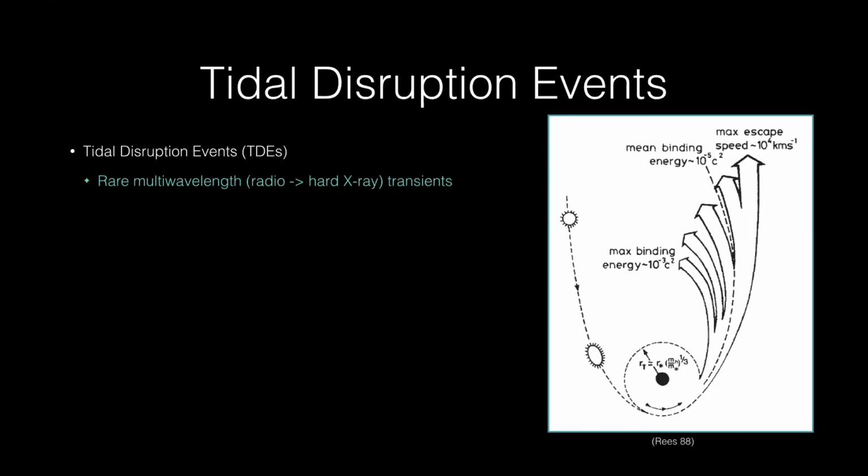Our current sample of TDEs is relatively modest. I'll talk more about it at the very end of this talk. But we've seen, I would say, a few dozen nuclear flares that we can be fairly confident are tidal disruptions in origin. These are uncommon, but they're very dramatic. They're multi-wavelength flares, so they go all the way from the radio, and in cases where a relativistic jet is launched, up into the hard X-ray. They're very bright, brighter than a typical supernova, and usually in a bolometric sense, only modestly dimmer than a superluminous supernova.